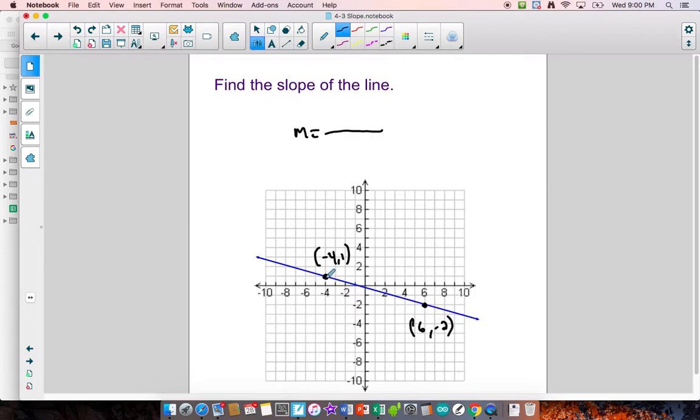I went from negative 4 all the way up to 6, which means I have a run of 10, because it was 4 to go from here to 0, and 6 to go from 0 to 6. So a total run of 10. Okay, great.